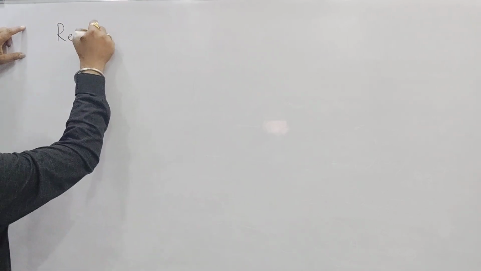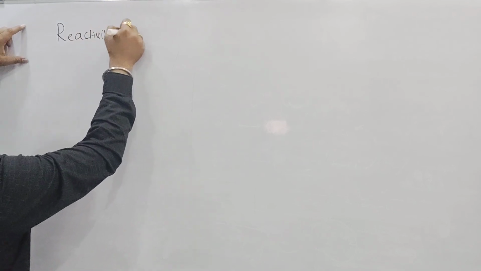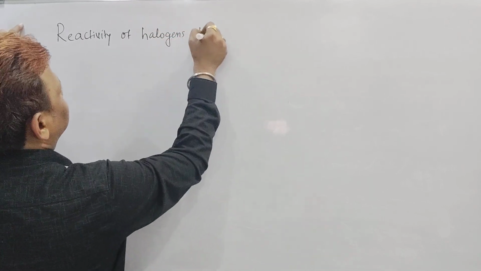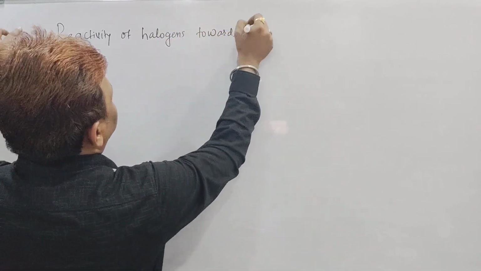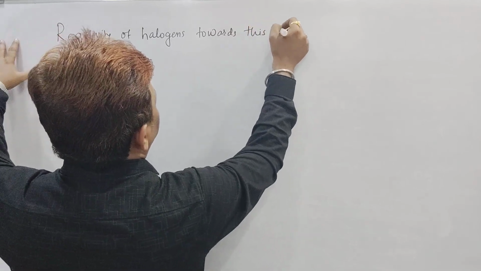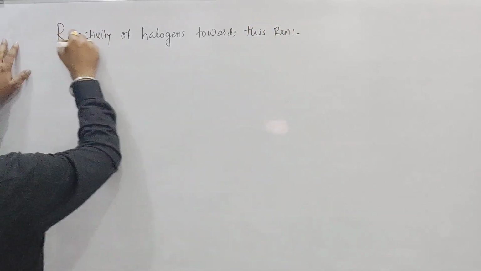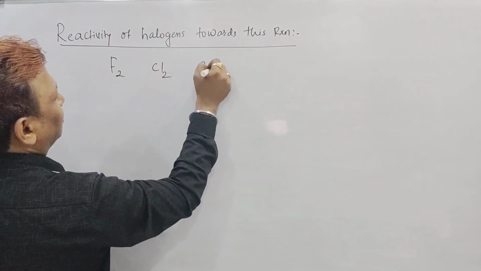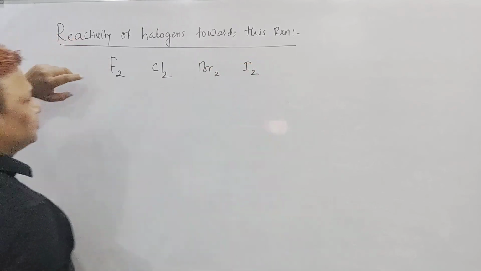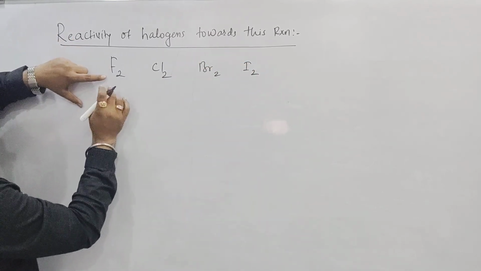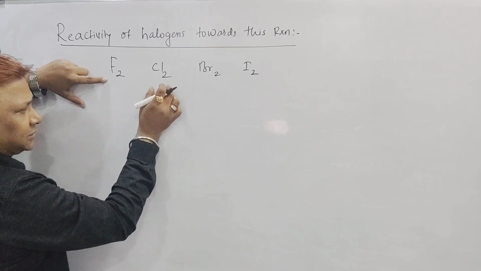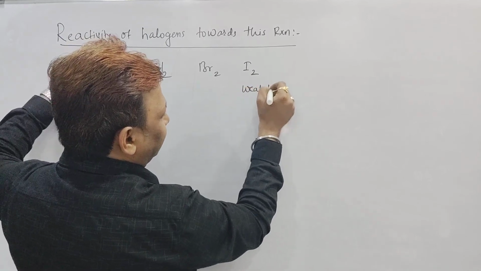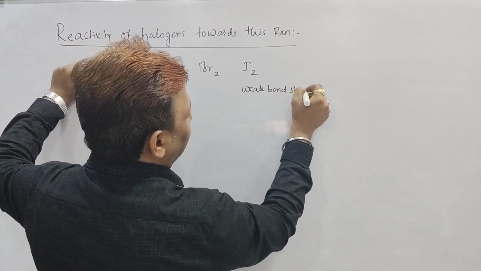Reactivity of halogens towards these reactions. What is this reaction, beta? Halogenation of alkane. You know, fluorine F2, beta, then Cl2, then Br2, and then I2. If you want to see, beta, its bond is a strong bond. Compared to that, it has a greater bond strength than F2. But we can say iodine has a very weak bond strength.